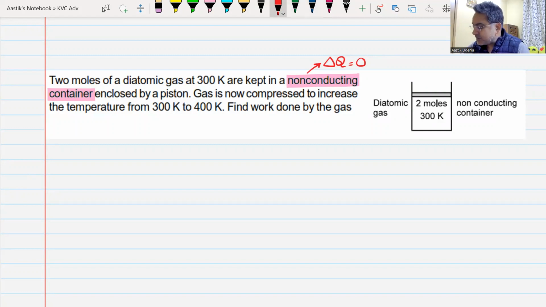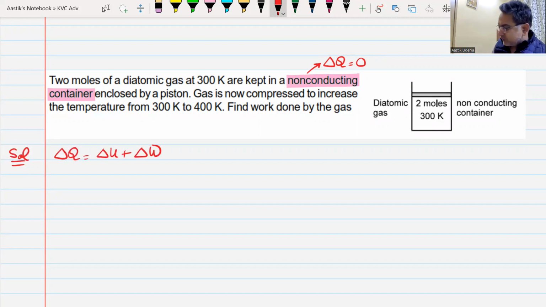It's a very simple question, bacha. For any process, delta Q is equal to delta U plus delta W. Yes or no? Yes, sir.